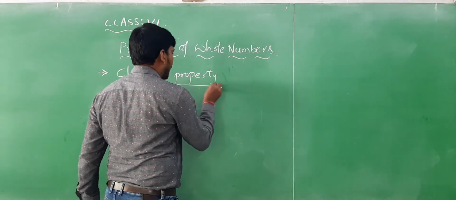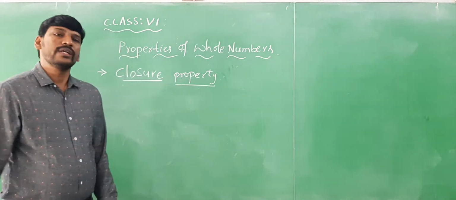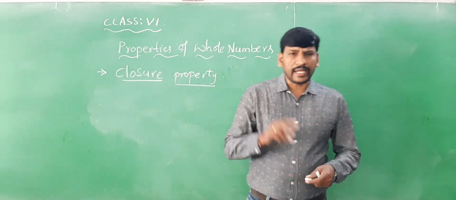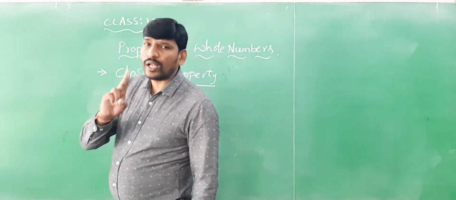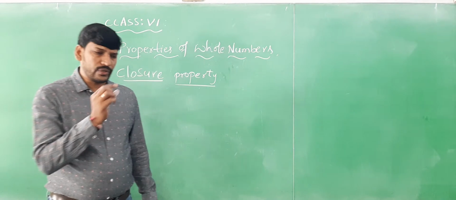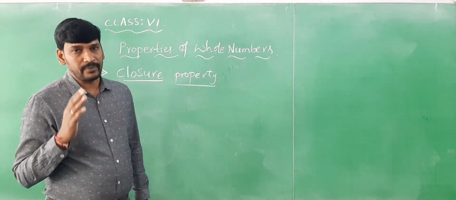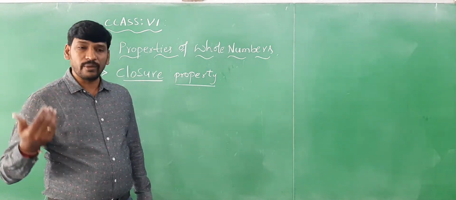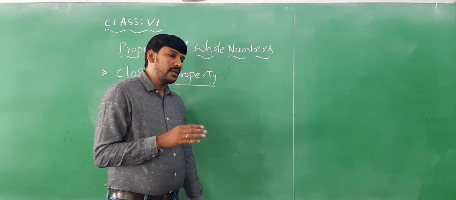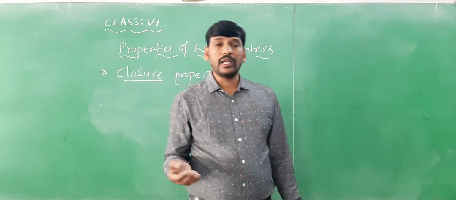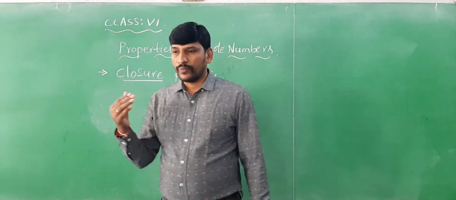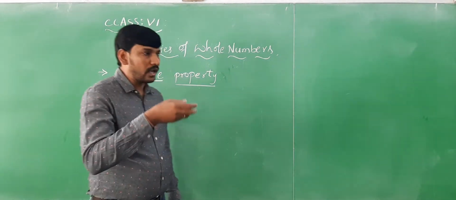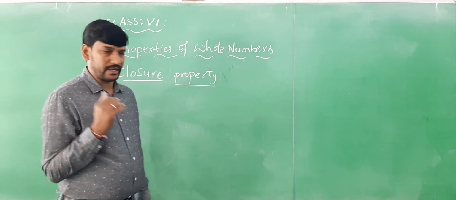Let us check whether it is satisfied or not. What is the meaning of closure property? Take any two whole numbers and add them; the result also should be a whole number. You can subtract, and you need to check whether the result is a whole number or not. If you multiply, is the result a whole number or not? Even if you divide two whole numbers, is the result, meaning the quotient, a whole number or not? That we are going to check.